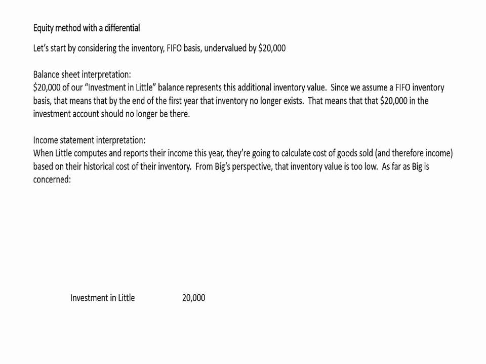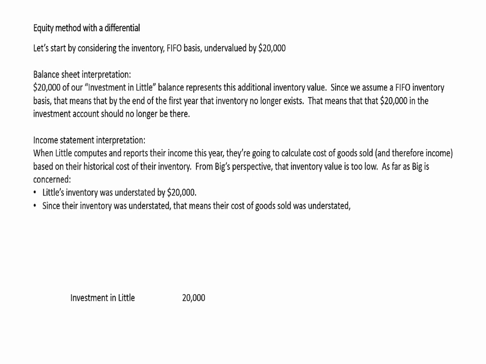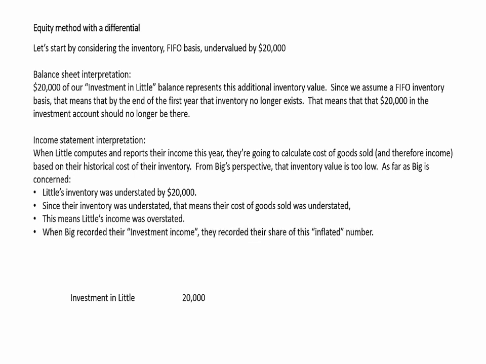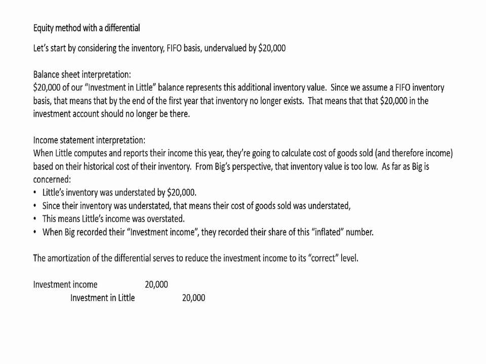From the income statement perspective, we say, well, look, when Little computed their income this year, they're going to calculate cost of goods sold and therefore income based on the historical cost of their inventory. And from Big's perspective, that inventory value is too low. As far as Big is concerned, Little's inventory was understated by $20,000, which means Little's cost of goods sold was understated by $20,000, which means Little's income was overstated by $20,000. Now, under the equity method, Big reports their share, in this case 100%, of Little Company's income as investment income. So since Little's income was overstated, Big's investment income was overstated. So we need to go ahead and correct that by reducing investment income by $20,000.